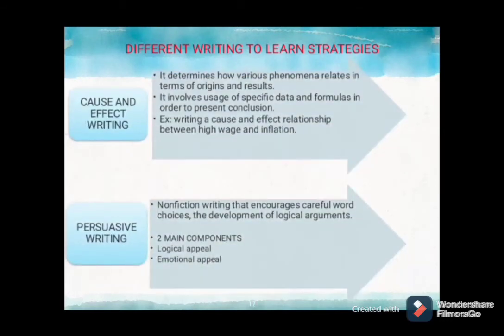The third one is cause and effect writing. It determines how various phenomena relate in terms of origin and result, and it involves the usage of specific data and formulas in order to present a conclusion. One example of this writing is a cause and effect relationship between high wages and inflation.